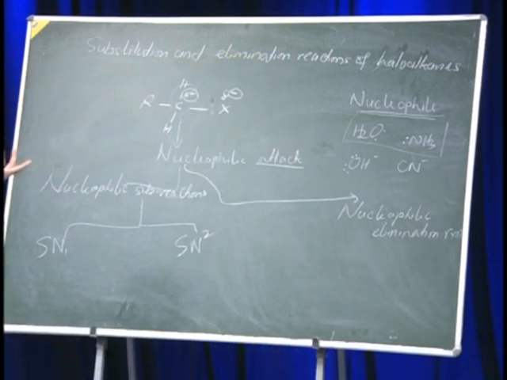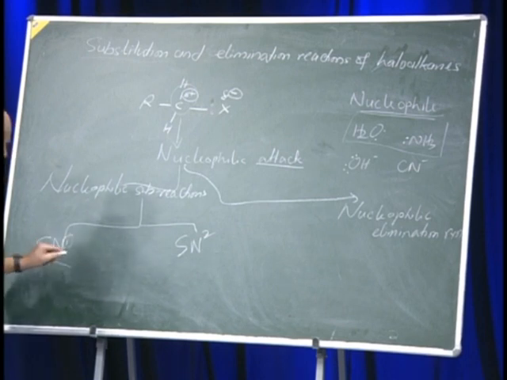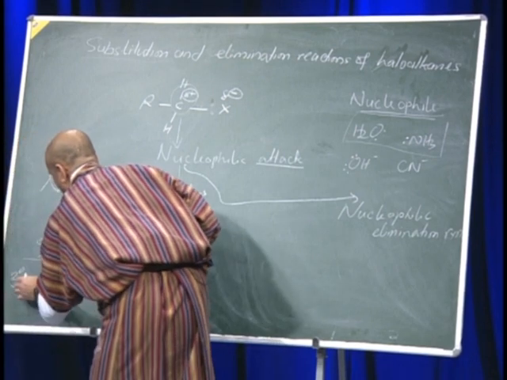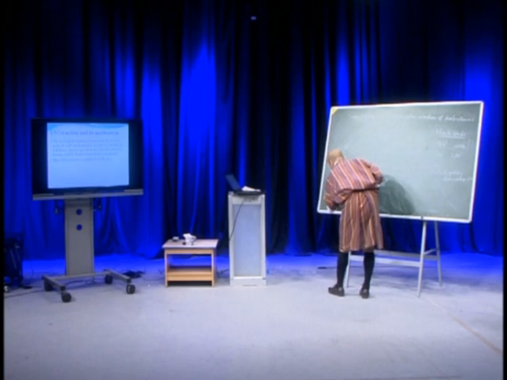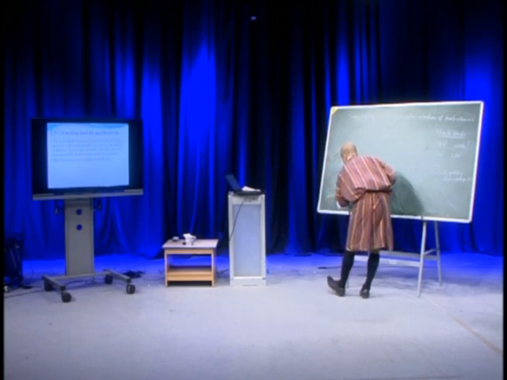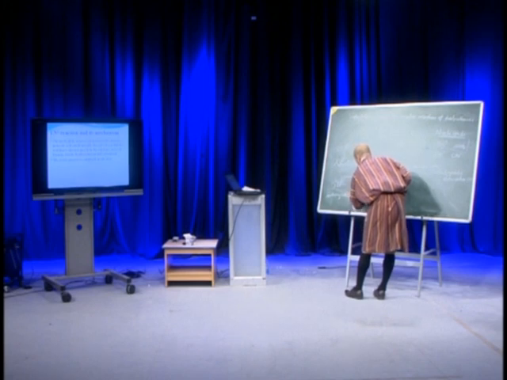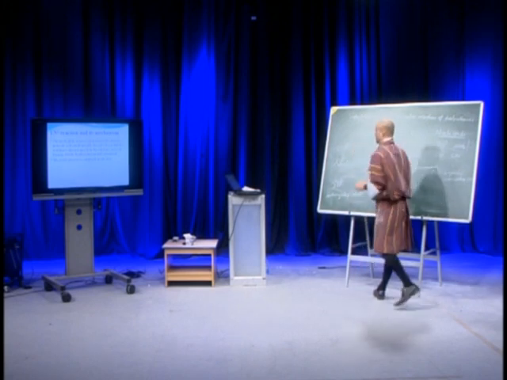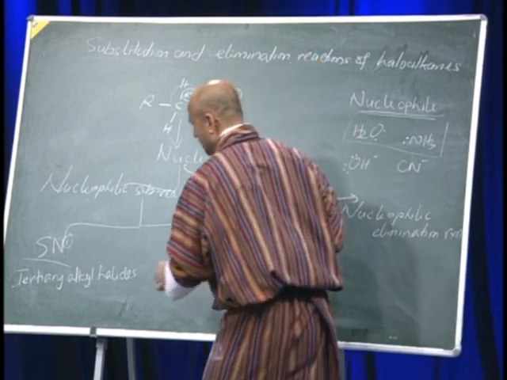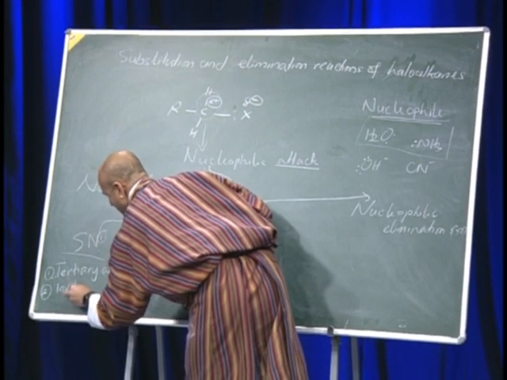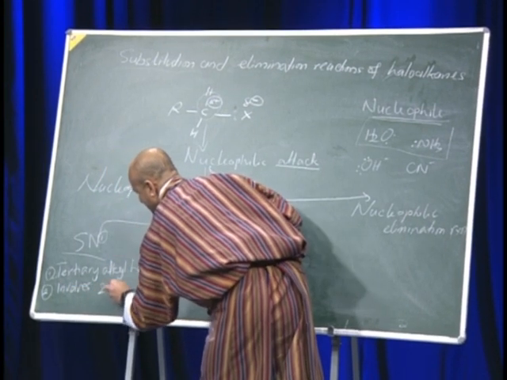Now, briefly, what is SN1? It stands for unimolecular nucleophilic substitution reaction. What type of alkyl halide undergoes this? Tertiary alkyl halide undergoes this type of reaction. How many steps does it involve? It involves 2 steps.